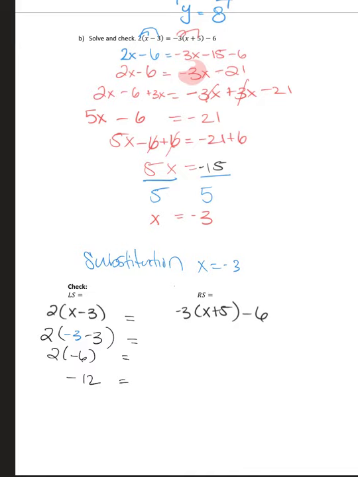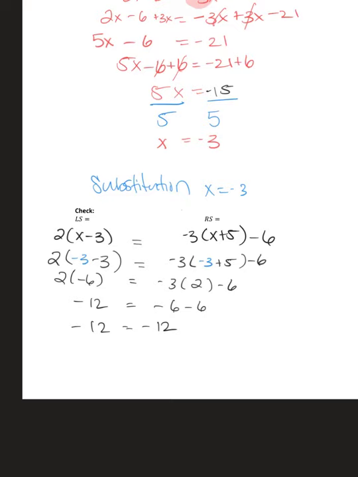I'm going to do exactly the same thing. Okay, so I'm going to do negative 3. That's my number outside my bracket. And now instead of my x, I'm going to put negative 3 plus 5 minus 6. Negative 3 plus 5, which is inside my bracket, that's going to give me 2 minus 6. Negative 3 times 2 is negative 6. Subtract 6. Negative 6 subtract 6, that's negative 12.